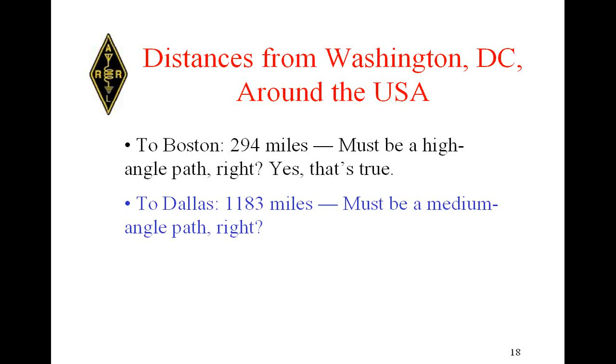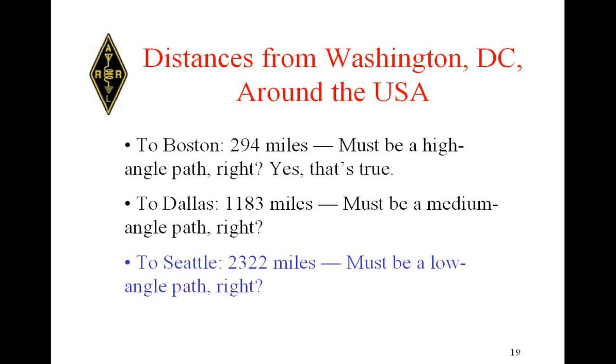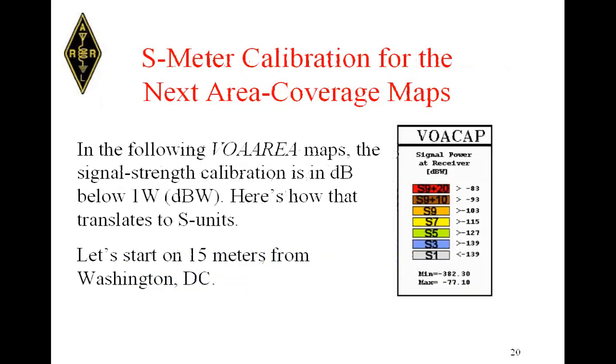Dallas is a little farther away, so it must be a medium angle path, right? Hold that answer. To Seattle, 2,322 miles. Now that being a longer distance must be a low angle path, right? Well, let's look at some area coverage maps.